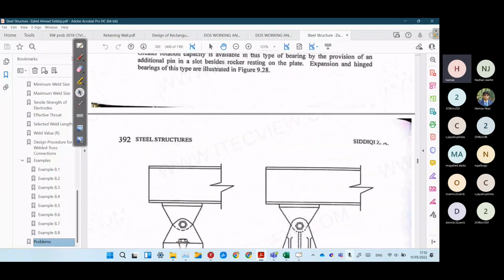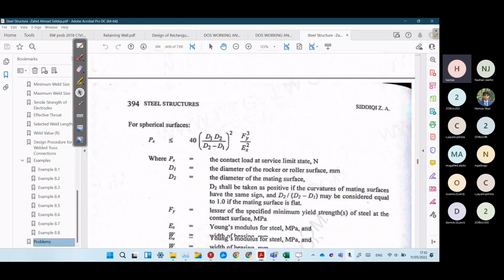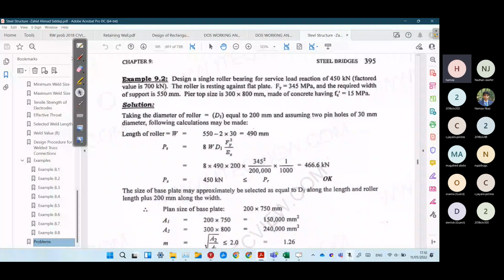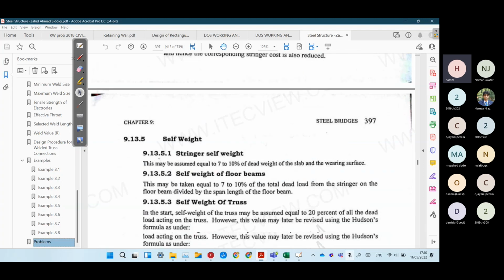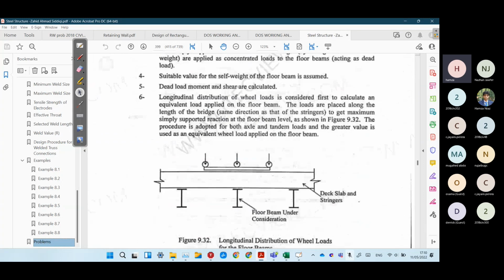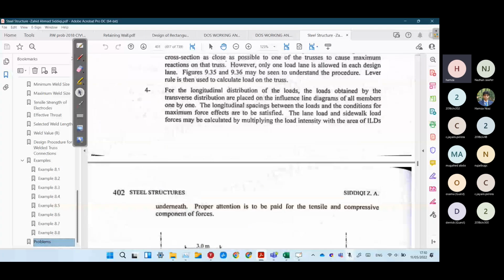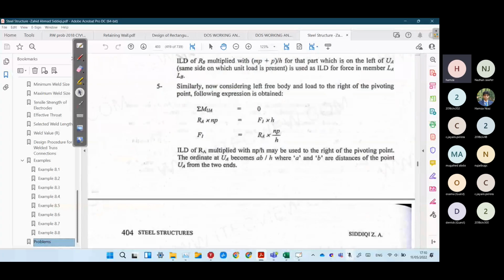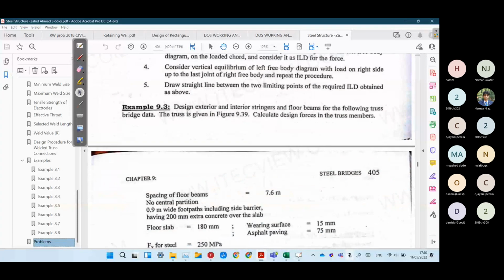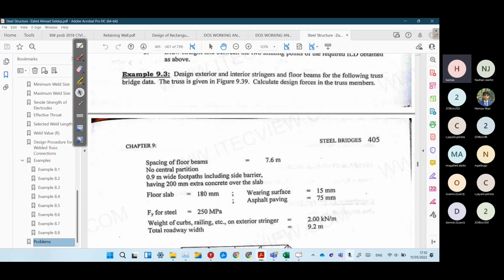Here it is finished. And example 9.2 is for stringer as well as floor beam design. Okay, this is not floor beam design. Floor beam design is for example 9.3. So 9.3 and 9.4 are important. So this is exterior interior stringers and floor beams. So these are important.